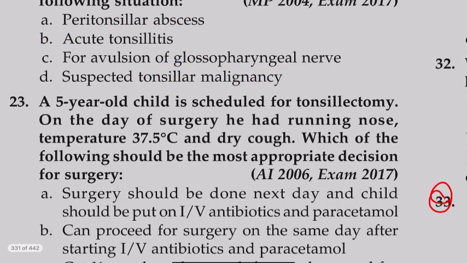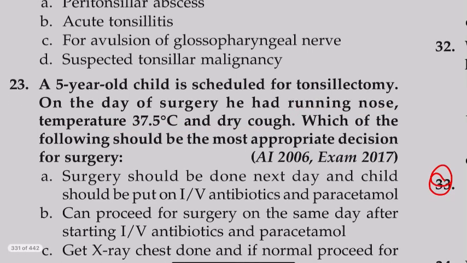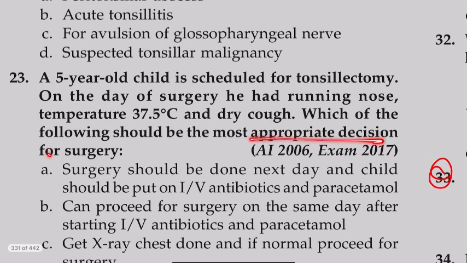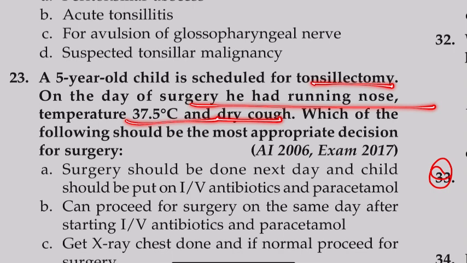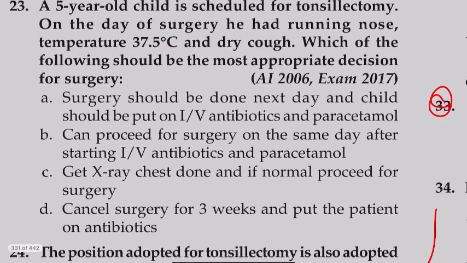5-year-old child is scheduled for tonsillectomy. 1 day before surgery, he had running nose, temperature 37.5 degrees Celsius and dry cough, right? Which of the following should be the most appropriate decision for surgery? Now here there is running nose and temperature is 37.5 degrees Celsius with dry cough. Now what we can do here is we can just reschedule it, right? We can cancel surgery for 3 weeks and put the patient on antibiotic, right? This is what we can do.